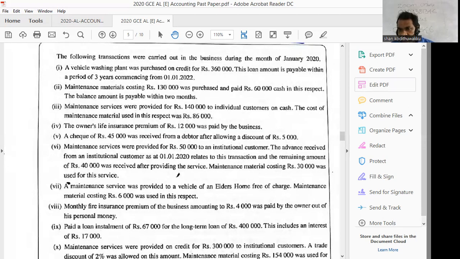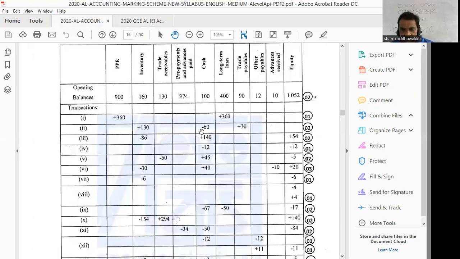So we can arrange the answer like this. As you have got 45,000, your cash balance will increase by 45,000, plus 45,000. Discount allowed is a loss for the business. Therefore, it will affect reduce equity by another 5,000. That's why minus 5,000. Addition of cash 45,000 and discount allowed 5,000, total of 50,000 rupees will decline from the trade receivables. That's why minus 50,000 rupees under trade receivable. Then we'll move to adjustment number 6.